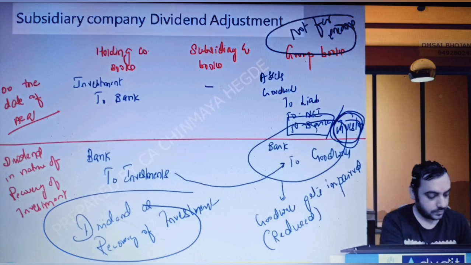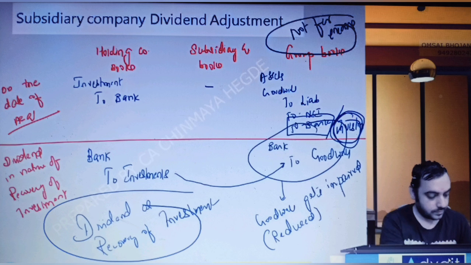That's why for exam purposes this is not at all recommended, definitely not required. For exam purposes, simple treatment: dividend comes, take it to P&L, finish. But if you want to have this opinion, I'm showing it to you. If the dividend is recovered as investment, it will be transferred to the investment account in holding company books and to bank to goodwill in group books. Effectively, goodwill gets reduced because the formula for goodwill is investment minus net assets. If investment is reduced, goodwill also gets reduced, which means goodwill is getting impaired.